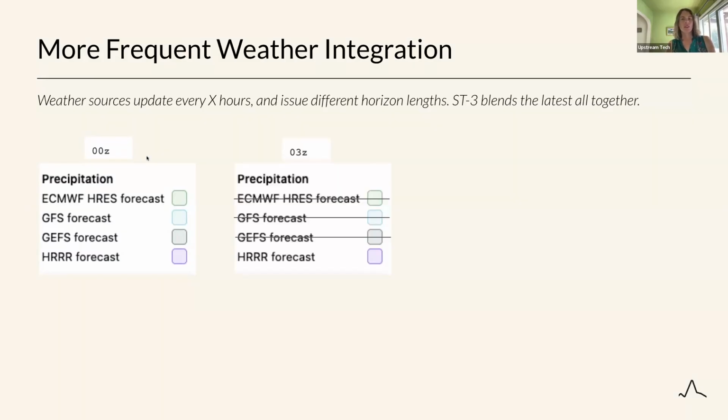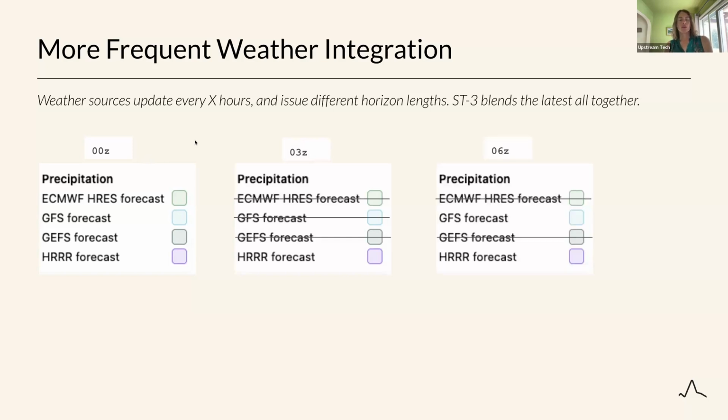Let's go 3 hours later. We don't have a new ECMWF, GFS, or GEFS forecast. All we have is a new HRRR forecast. Okay, we want to be able to pull that in. Then we go 3 hours later. Now we have a new GFS forecast and a new HRRR forecast. So we want to use that in the model.